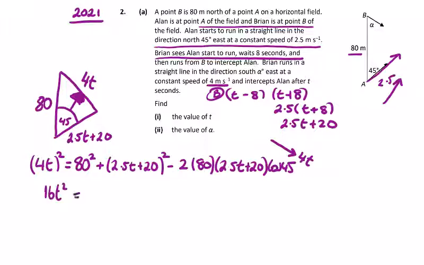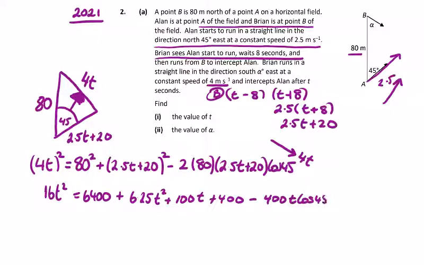16t squared is equal to 6400 plus 6.25t squared, which is 2.5 squared, plus 50t twice, so 100t. 20 by 2.5 is 50, and then plus 400, minus. This is going to be two sums here. It's going to be 160 by 2.5, that'll be 320, 400t by the cos of 45. And it'll be minus twice by 80 by 20, so that's minus 40 by 80, which will be 3200, and that will be by the cos of 45 as well.